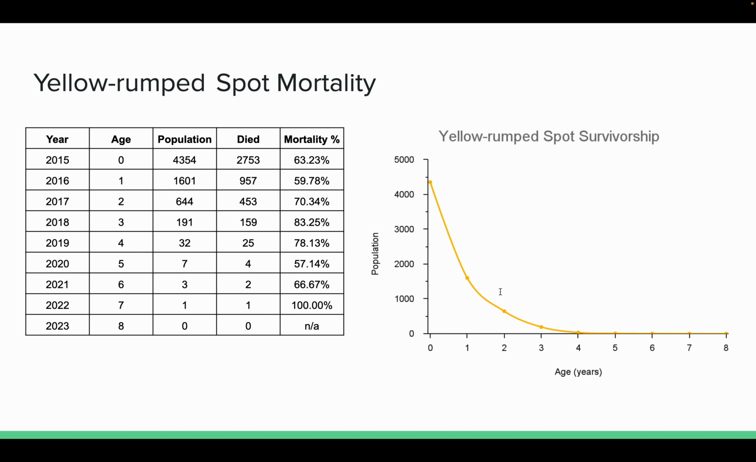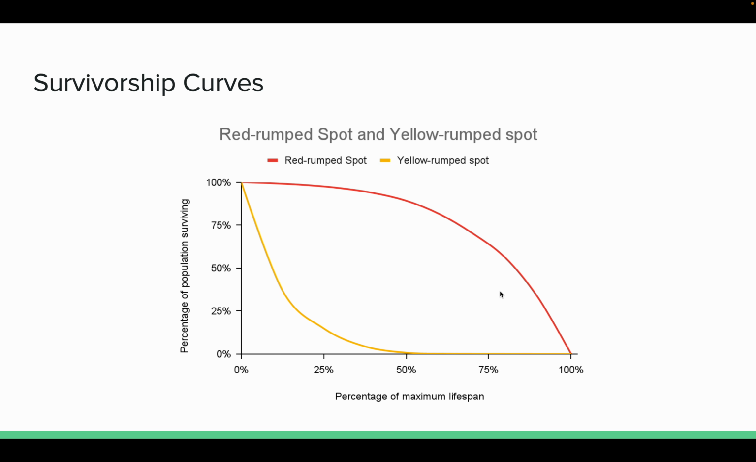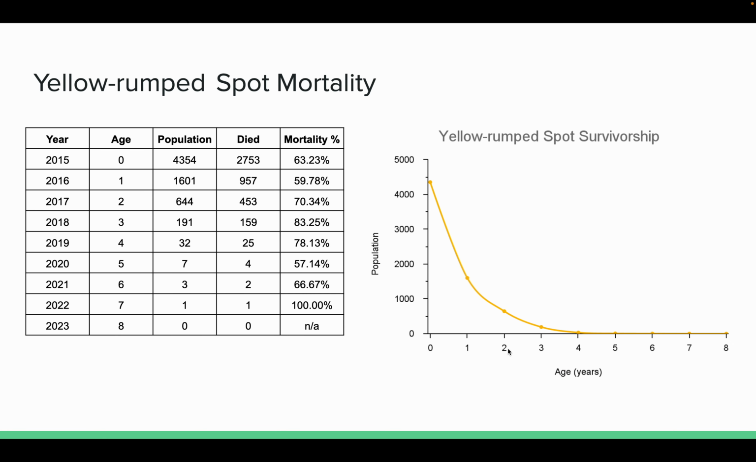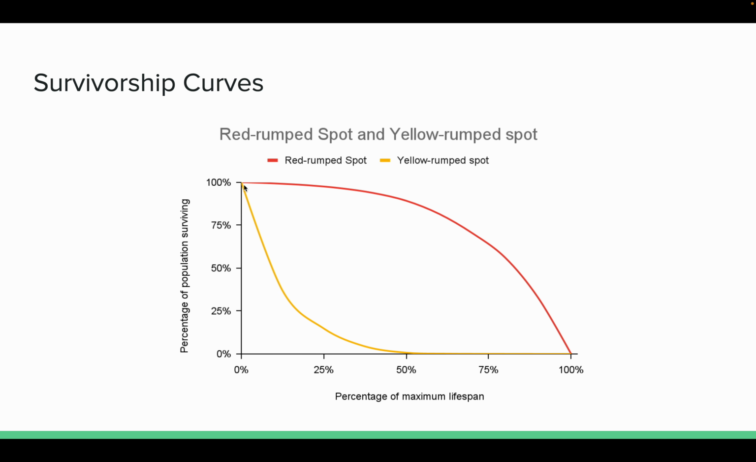So instead, what we want to do is change them to percentages rather than using the population numbers. We've converted it to percentage of population surviving. And this is what we're left with. So we've got the red-rumped spot with that same curve that we produced earlier, and then the yellow-rumped spot with that curve as well. And we're also looking at percentages of maximum lifespan as compared to just the age that we had before. And that's just to standardize these curves so that they fit together on this graph.